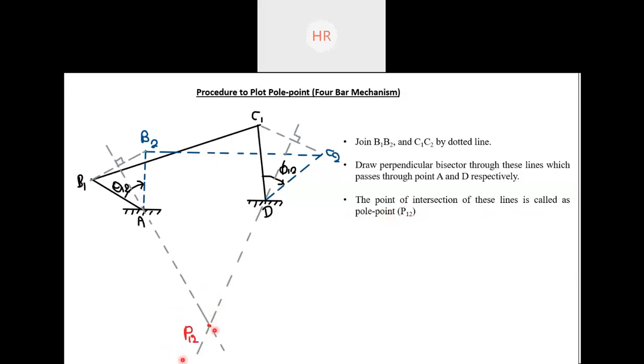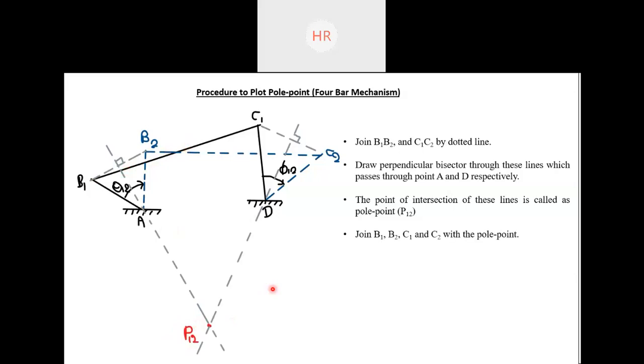Now, pole for which link? This point P12 is the pole for this link BC. This third link B1 C1 has its center of rotation here. That means if you observe the motion of this link B1 C1, it will look like it is rotating about this point P12 while moving from the first position to the second position. The first position is B1 C1 and the second position is B2 C2 of this link number 3. So it will look like it is rotating about this point.